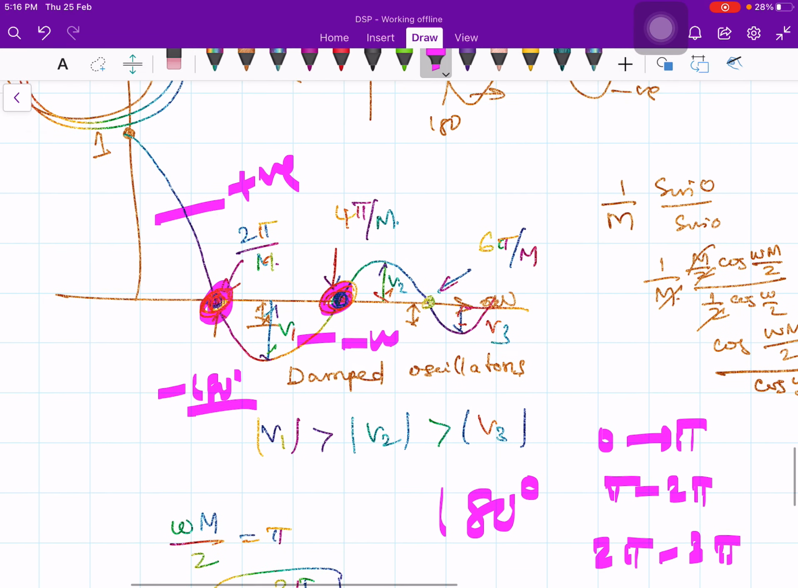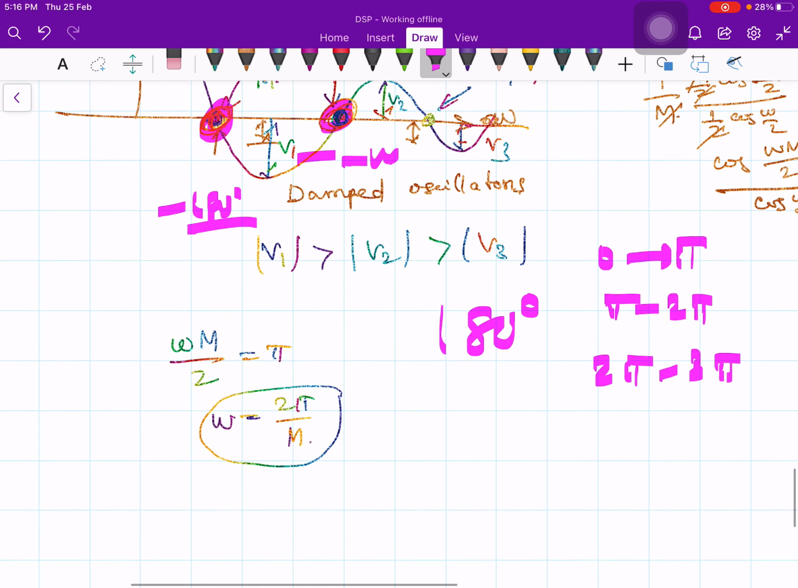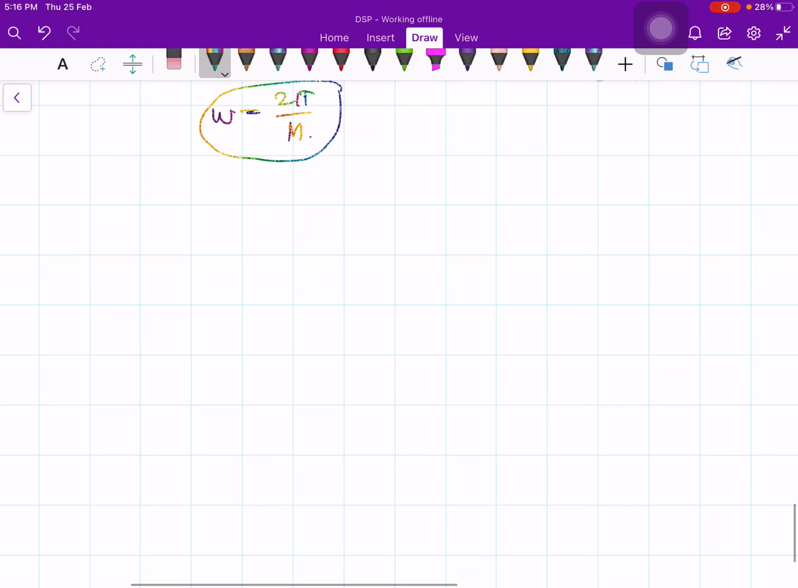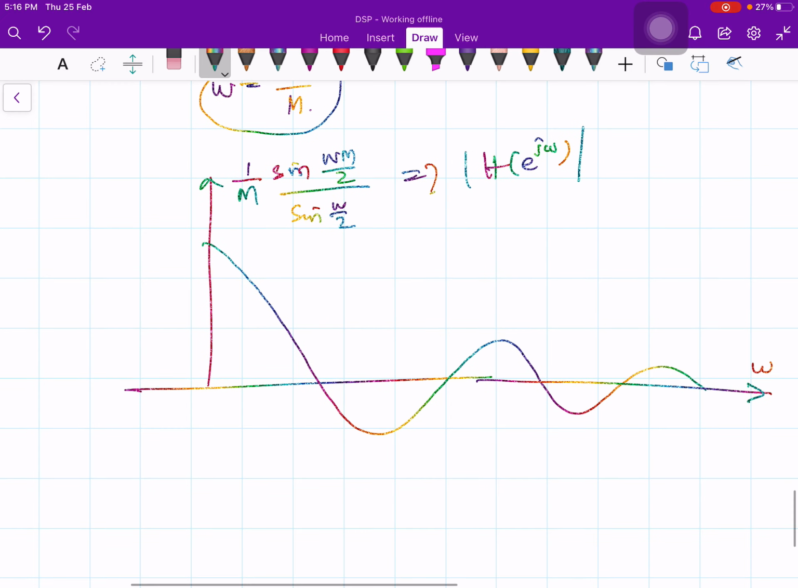This is my magnitude of H of j omega, right? Like this it oscillates. The y-axis is 1 over M, sin omega capital M by 2, denominator sin omega by 2. This is omega. This is nothing but the magnitude of the frequency response. Sorry, it is only a plot of H of e to the j omega.